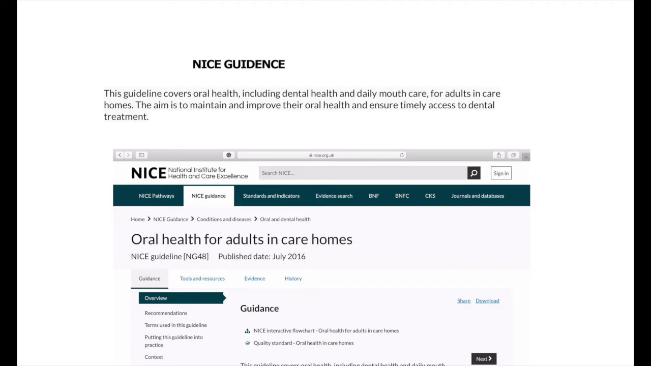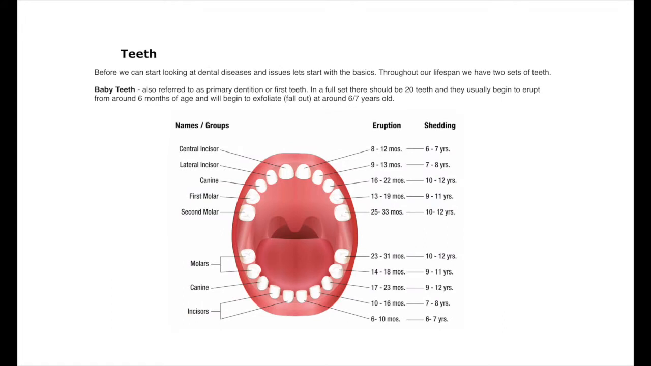Oral health often becomes lower priority when clients are facing other issues. It's vital to think about what needs to be put in place to prevent dental diseases and to ensure a person's oral health is improved or maintained. Adhering to NICE Guidance ensures best practice in every setting or situation. So let's begin by quickly going over some basics.